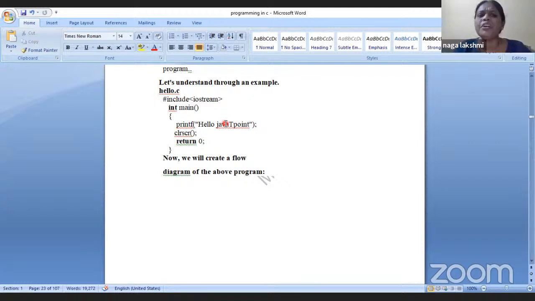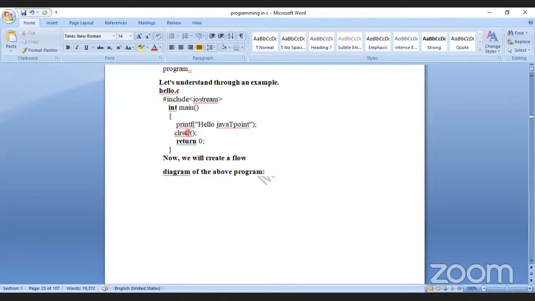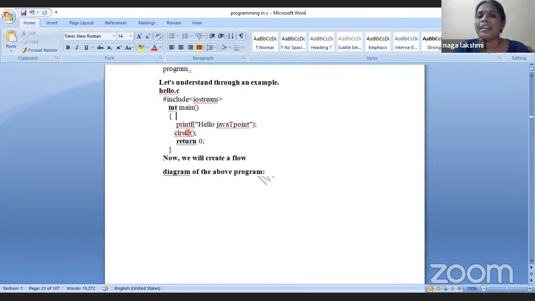Suppose you are writing an open parenthesis and you miss the closing one, it automatically gives you the error. It is an advanced version. So in your syllabus also, it is given as Dev C++. Okay, so I have taken the int main function. Next, printf is an output statement or input statement? Printf is an output statement, you are displaying something, so it comes under output.